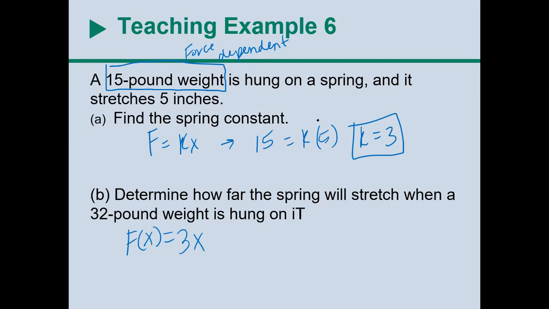So we did the math, found our K, determined how far the spring will stretch when a 32-pound weight is hung on it. Now your force is what? Your force equals 32, and you want to know how many inches it's going to stretch. So I have 32 equals 3x. Therefore, divide by 3, and that's going to give me x is approximately 10 7/10 inches.